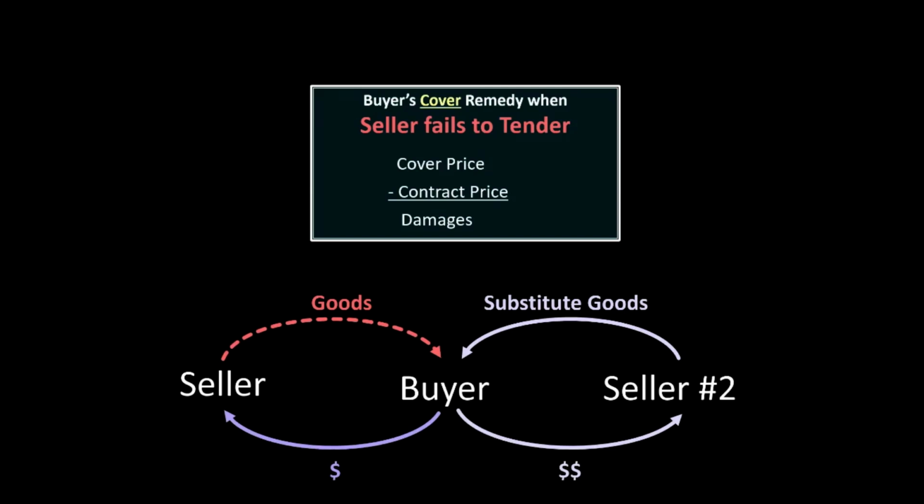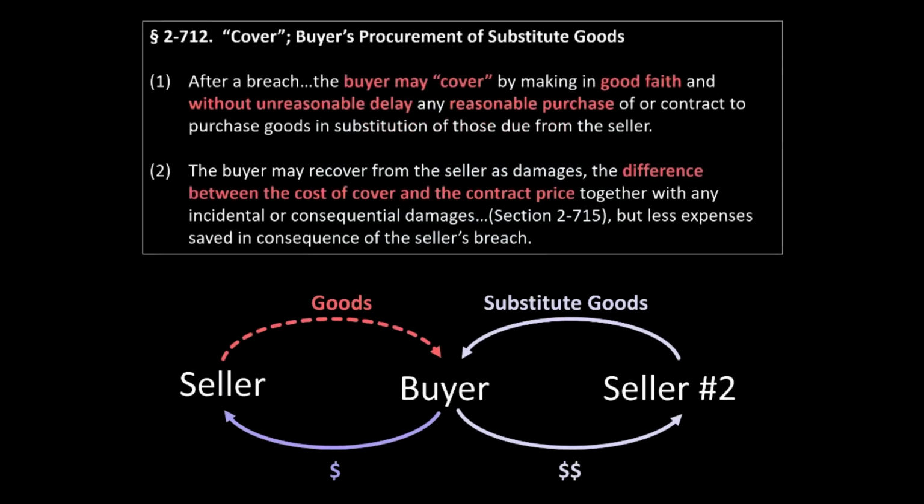Thus, in that scenario, the buyer has little incentive to get the best price for the substitute goods. Instead, the buyer's incentive is to upgrade, to find substitute goods that are perhaps even better than what the breaching seller was supposed to provide, knowing that whatever additional amounts the buyer pays for those substitute goods will be paid for by the breaching seller. 712 aims to prevent this kind of opportunism by placing limits on the buyer's cover remedy.